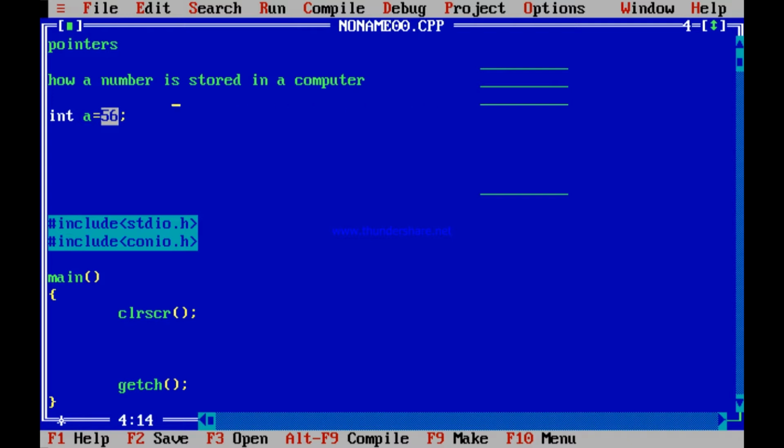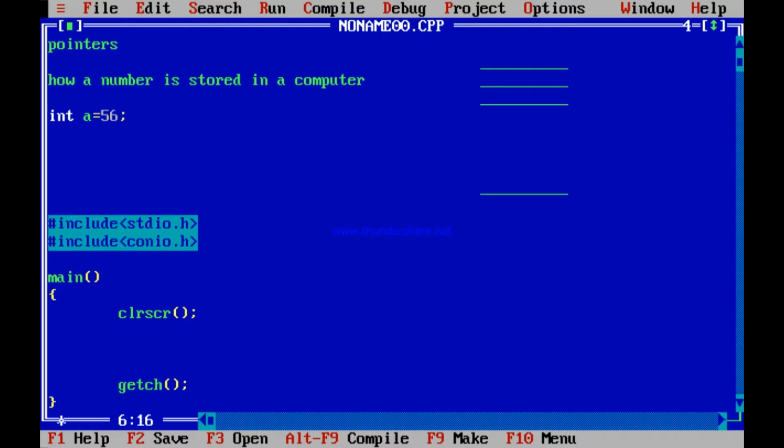56, if you convert it to binary, how does it look like? It looks somewhat like this: 1, 1, then 1, then 0, then 0, then 0. This is how 56 looks. I think you understand. This is how it is stored. So you can ask me how I have converted this 56 to a binary format like this? How is it possible? How could I convert it?